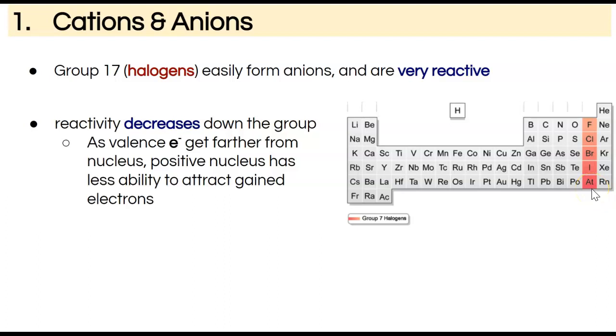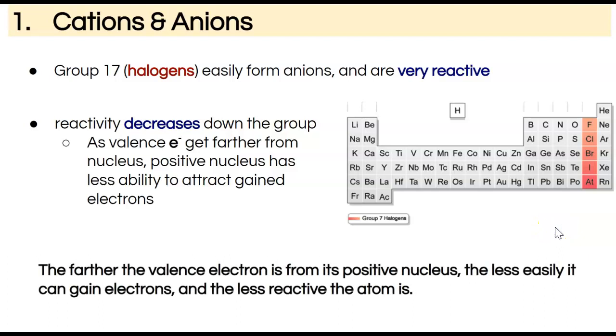It's kind of like magnets, right? So fluorine we can think of as being a really strong magnet because its nucleus and its valence shell are really close together. And the closer we move magnets to each other, the stronger that pull is felt. But if the magnets are far apart, like the positive nucleus and the negative electrons are far apart, then it's going to be really hard for this guy, astatine, to grab onto an extra electron and pull it towards it.